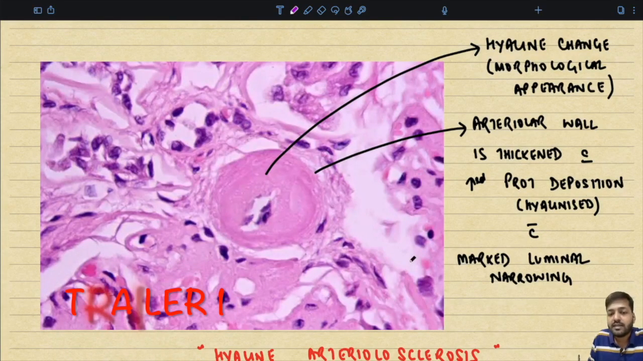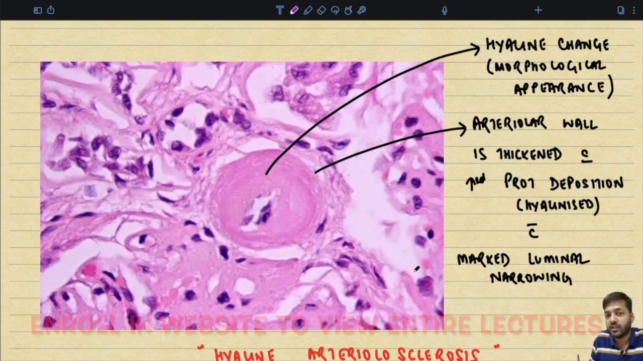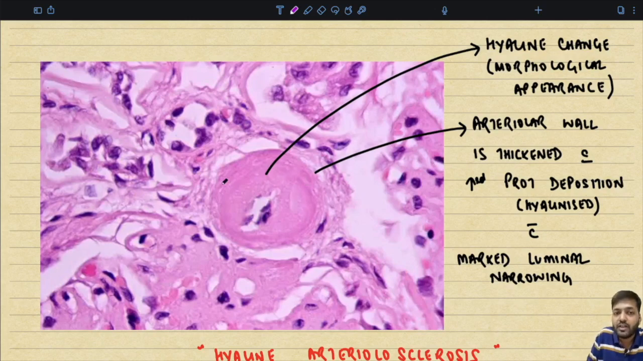So this is the classical hyaline arteriosclerosis which we see in hypertension or in diabetic patients or also in normotensive elderly patients. But this is quite severe in diabetics and hypertensive patients. So what we can appreciate over here, if you see, what is this? If you see over here, this is basically a blood vessel, as we can appreciate over here.